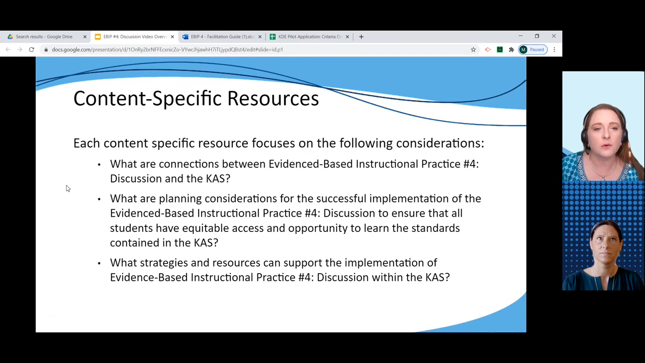In addition to the narrative portion that summarizes the current research on discussion, we have also included content-specific resources focused on the following 3 areas of support. So, connections between the practice of discussion and the CAS for that content area, planning considerations for implementing this practice in each content area to ensure equitable access and opportunity for all students to learn the standards within the CAS, and finally, strategies and resources to support educators in implementing this practice in their classroom to support students meeting the intended learning outcomes within the CAS for that content area.